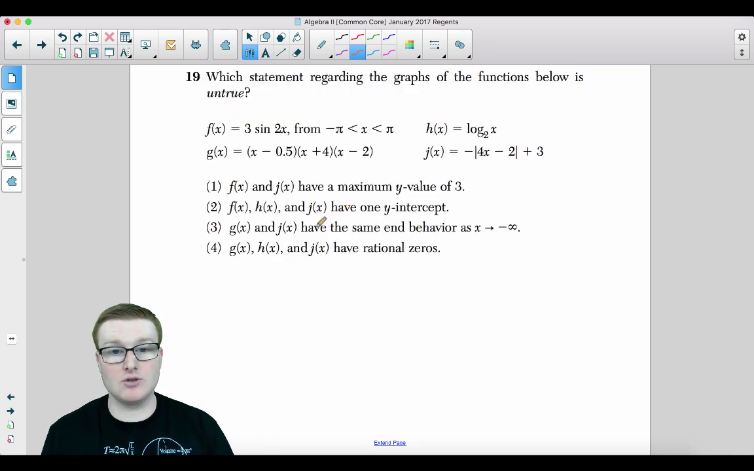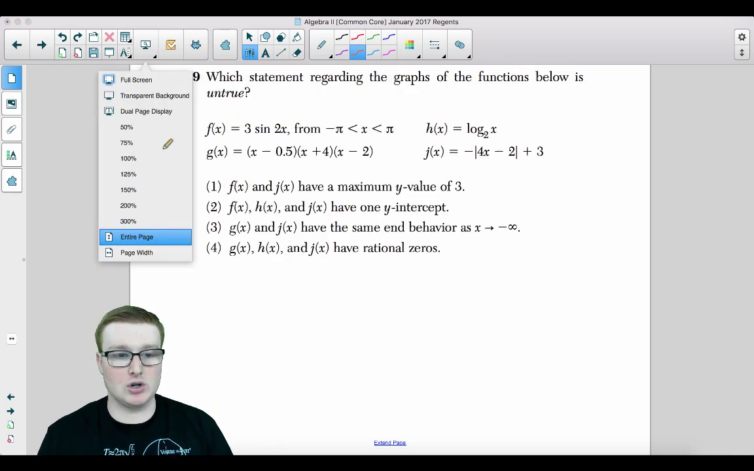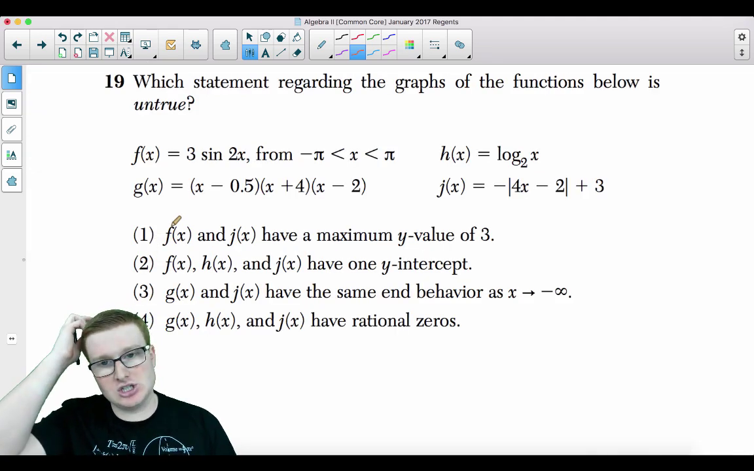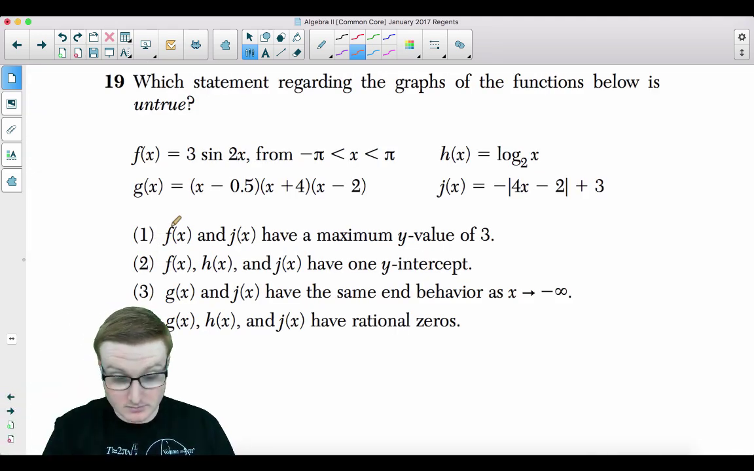Number 19. Which statement regarding the graphs of the functions below is untrue? I don't like that they said untrue. They should just say not true. Okay. So, let's go through these slowly.